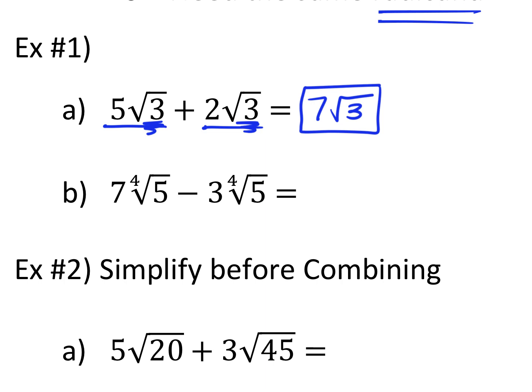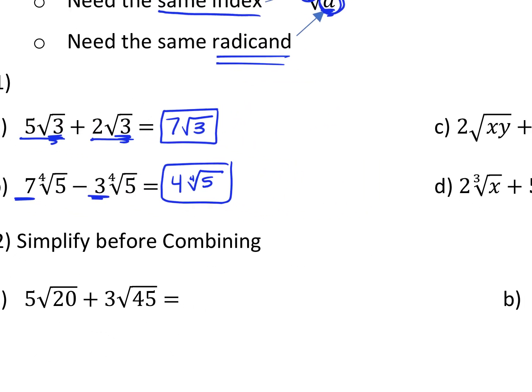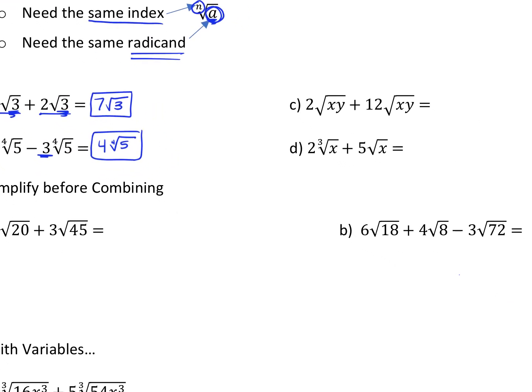So then what about B? 7 fourth root 5 minus 3. It would be 4 fourth root 5. So you're subtracting that term out in front, but leaving the radical exactly how you see it. All right, go over to letter C. 2 root xy plus 12 root xy. 14 times the square root of x times y. Okay, how about D?